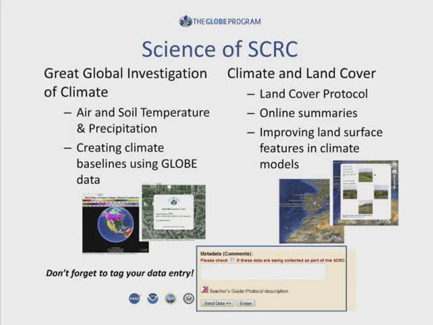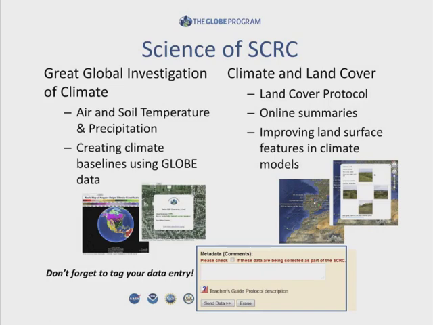We have 2 focused IOPs that are going to happen quarterly. The first one that we launched in September was the Great Global Investigation of Climate. And the focus here is on air temperature and soil temperature as well, and precipitation. And these are the fundamental variables that define climate. And so it's so important that we have as many Globe students, Globe schools, Globe community members collect these data and enter them into our database as possible.